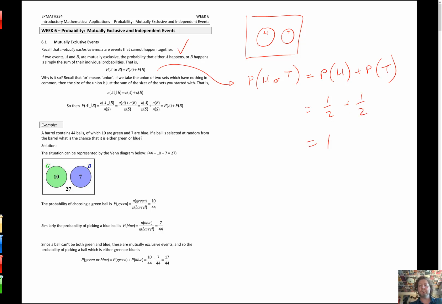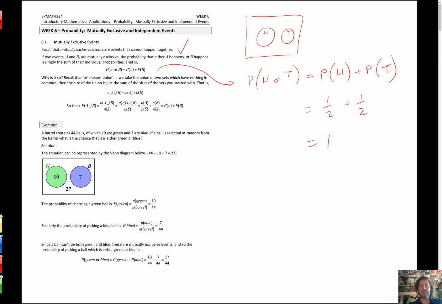Half plus a half is 1. Okay, and do you agree that the probability of getting a head or a tail is 1? That I must get one or the other? Absolutely. So simple situation, but there it is. It's basically saying that an or in probability is like a plus. What's the probability of this happening or this happening? Just add the two together, the individual probabilities, as long as there's no overlap.